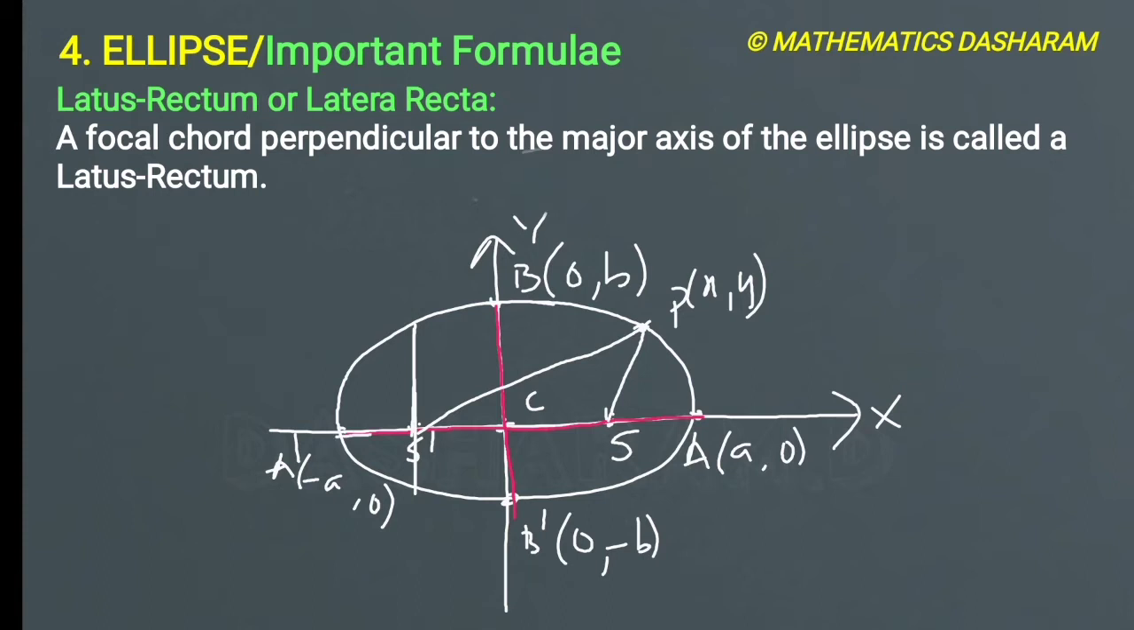What is the major axis? A dash to A is the major axis. Next we have one more focus, that is S. So here also we can draw one focal chord. It is also perpendicular to the major axis. So that means there are a total of 2 latus rectum for the ellipse. So this is one latus rectum. It is also one latus rectum.